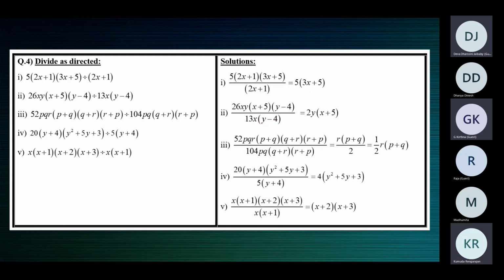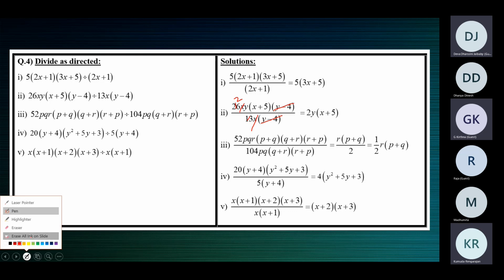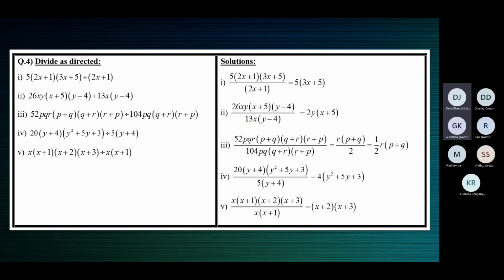So see here, this expression y minus 4 cancels. X and X. 13 ones are 13, twos are 26. So 2y into X plus 5 is the answer. Whatever remains, write them together. Third one, children. Somebody else tell me. Danya answered 2 of them. Somebody else try the next one, third one.